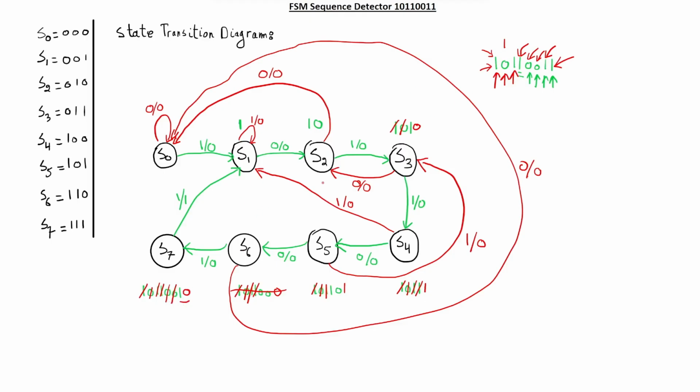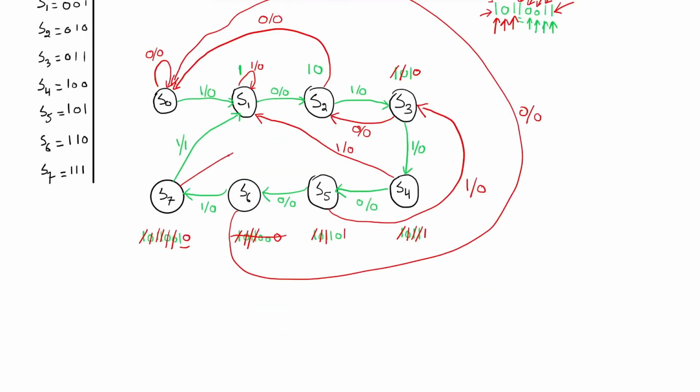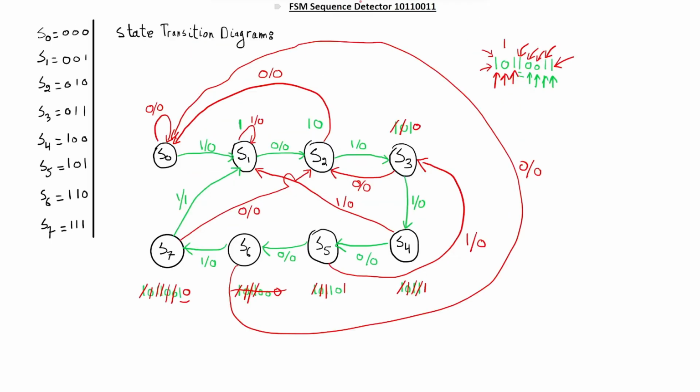1, 0, which state is that? We detect 1, 0 at S2, right? So that means from S7, we go back to S2 if we enter 0. So let's do it this way. We enter 0, the output is 0. So this is it. Now let's clean it up a little bit. Really, we didn't need these, but it's good to have them so you know how to transition.